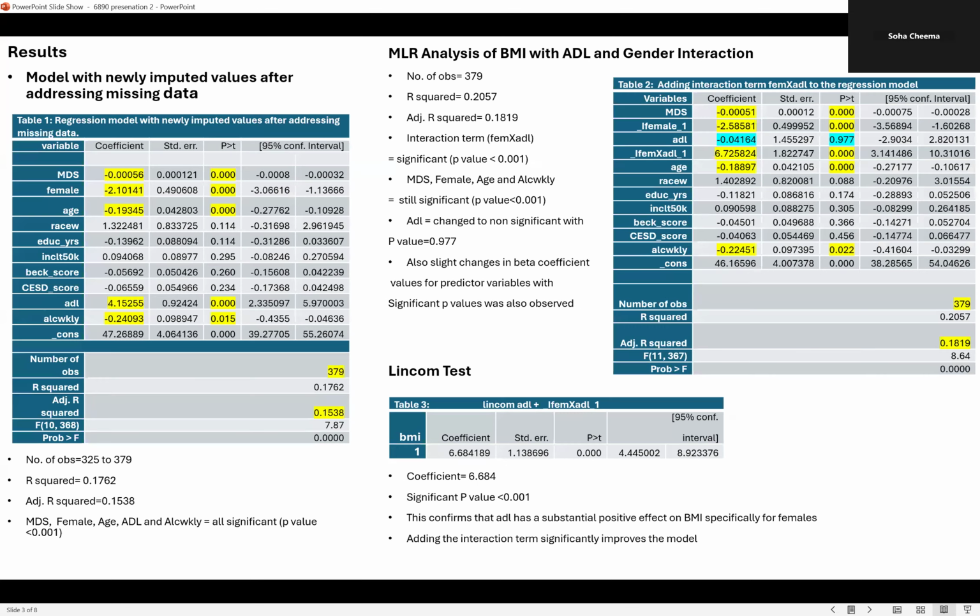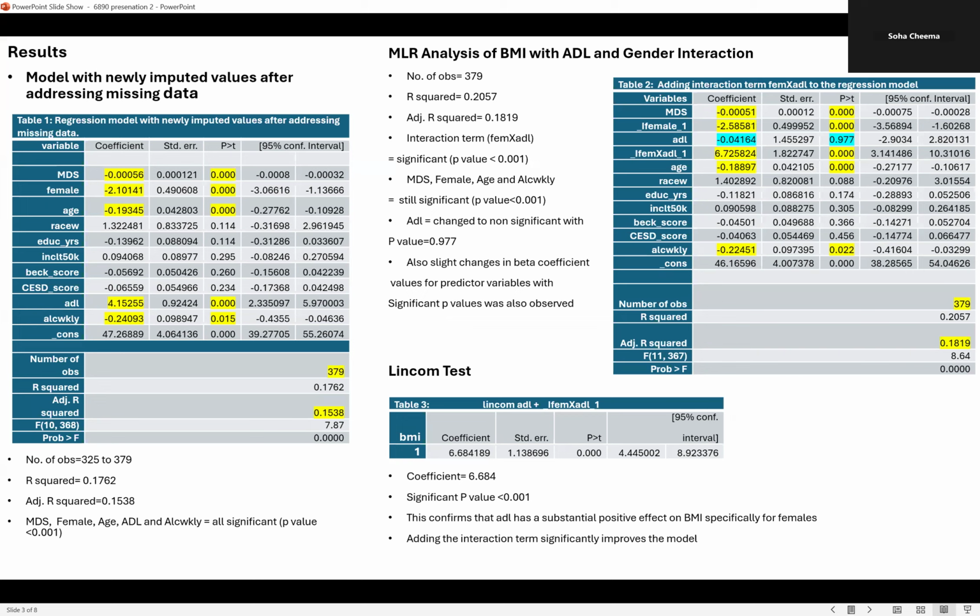First, we look at the model with newly imputed values after addressing missing data. The number of observations changed from 325 to 379, and R squared and adjusted R squared values were 0.1762 and 0.1538. MDS, female, age, ADL, and alcohol consumption, all variables were significant.